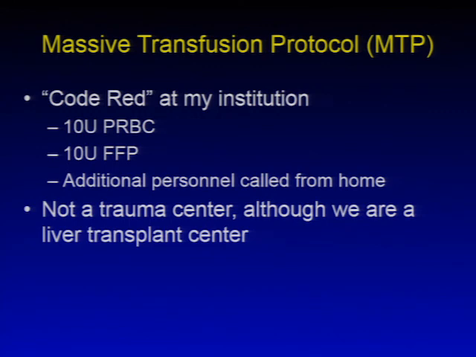Now, at my institution, we have something called Code Red. You pick up the phone, you call the blood bank, you say Code Red. They will immediately put together 10 units of packed red blood cells, 10 units of fresh frozen plasma, and they will also call additional personnel in from home to make sure they have the manpower necessary, especially for those fresh frozen plasma units, to start thawing them. I do not work in a trauma center. However, we are a liver transplant center. We also do open heart procedures, and so the Code Red protocol is used quite frequently.